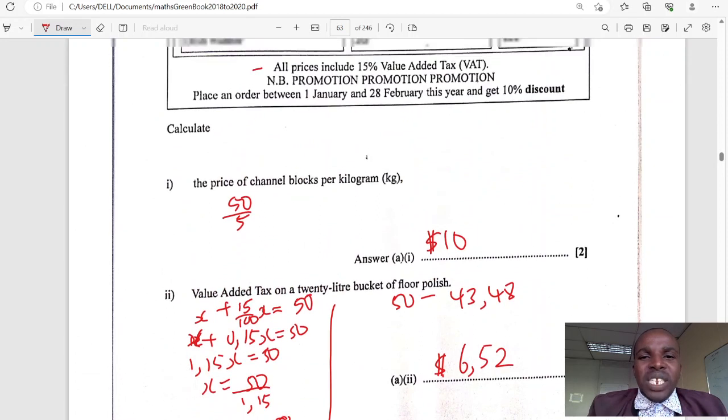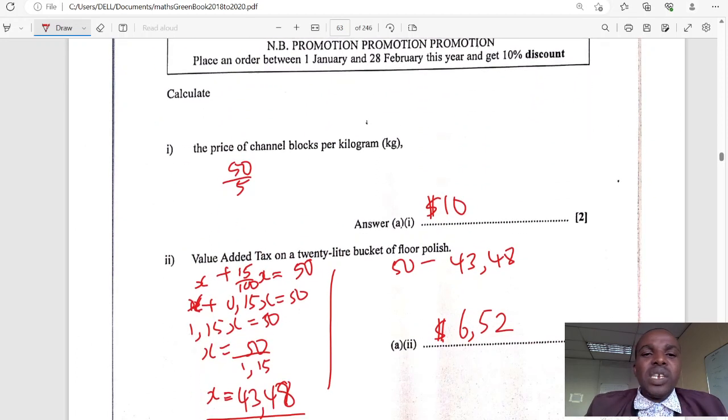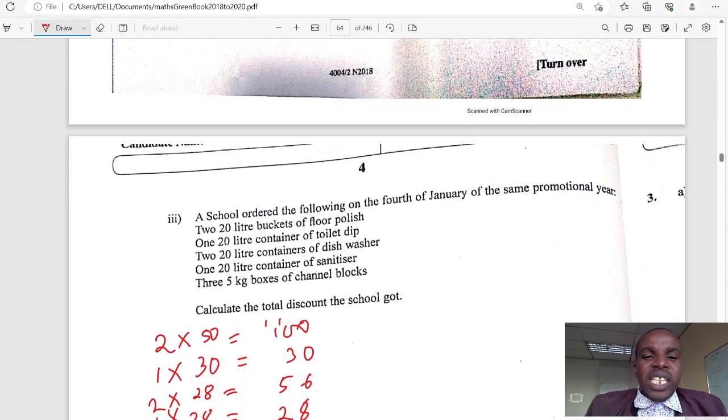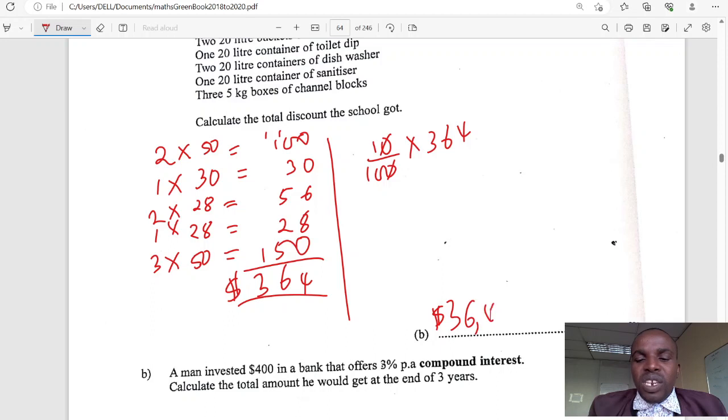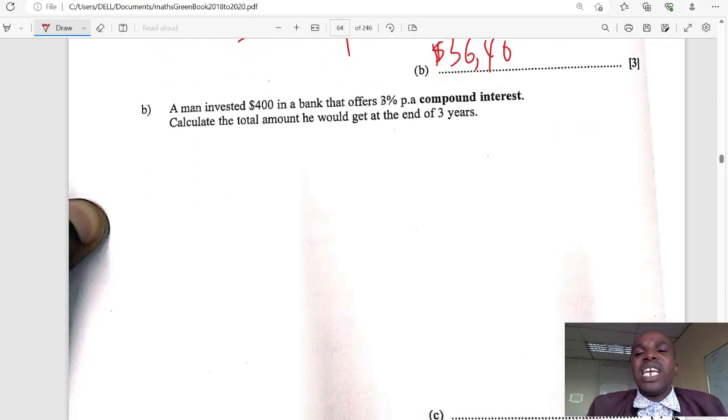How much is the discount in this case? 10% discount. They said calculate the total discount the school got. So it's 10 over 100 times 364. That's the discount. So it will be 36.40. That's the total discount that was earned by this school.